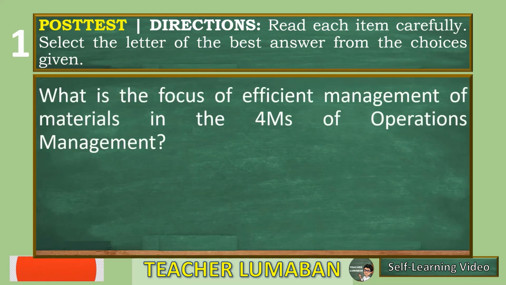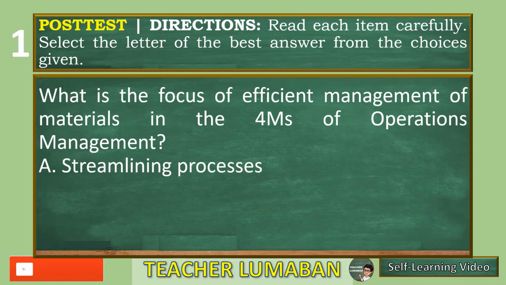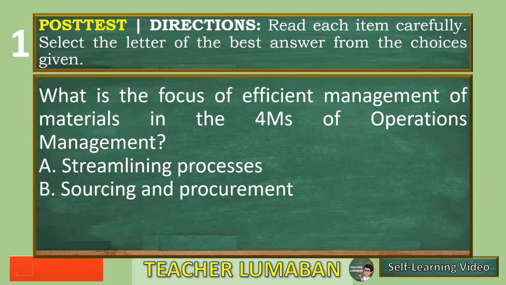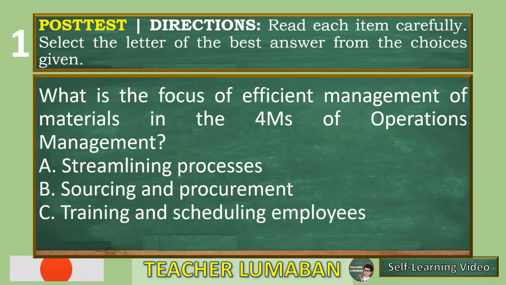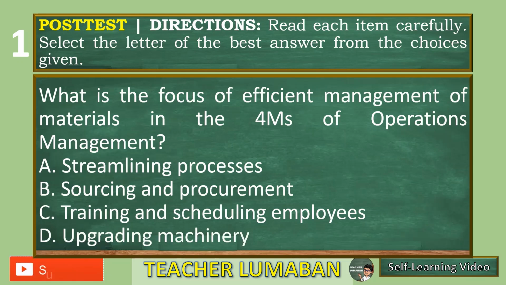What is the focus of efficient management of materials in the 4Ms of operations management? A. Streamlining processes. B. Sourcing and procurement. C. Training and scheduling employees. D. Upgrading machinery.